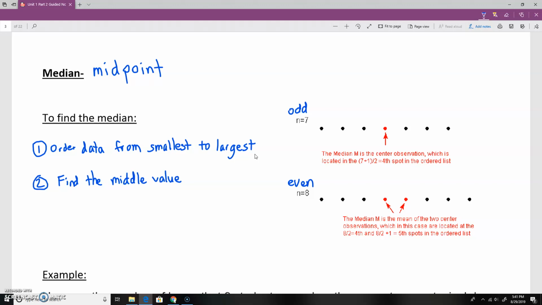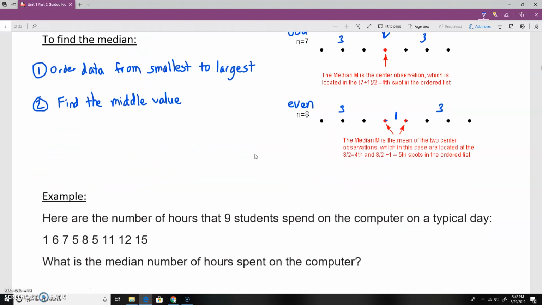Now, the middle value could be two different things, depending on if we have an even or an odd number of values. If we have an odd number of values, the middle value is simply the one that's right in the middle. You can see we have 3 values on this side and 3 on this side, and it's the one right in the middle. On an even one, it's the average, or these two middle values added together and divided by 2. You can see here again, I have 3 on this side, 3 on this side. So my median is going to be the number right between those two. Let's look at an example.